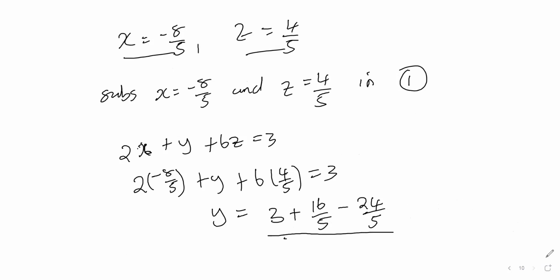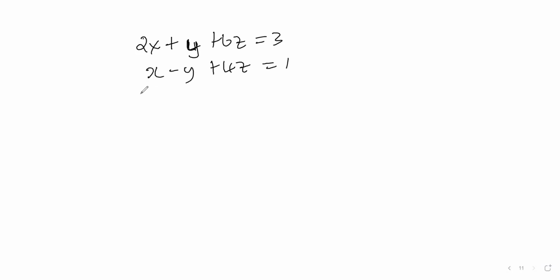Okay, so that was the elimination method for solving 3 by 3. If you want to use the substitution method, what you would do is: 2x plus y plus 6z equals 3, x minus y plus 4z equals 1, and 3x plus 2y minus 2z equals 2.